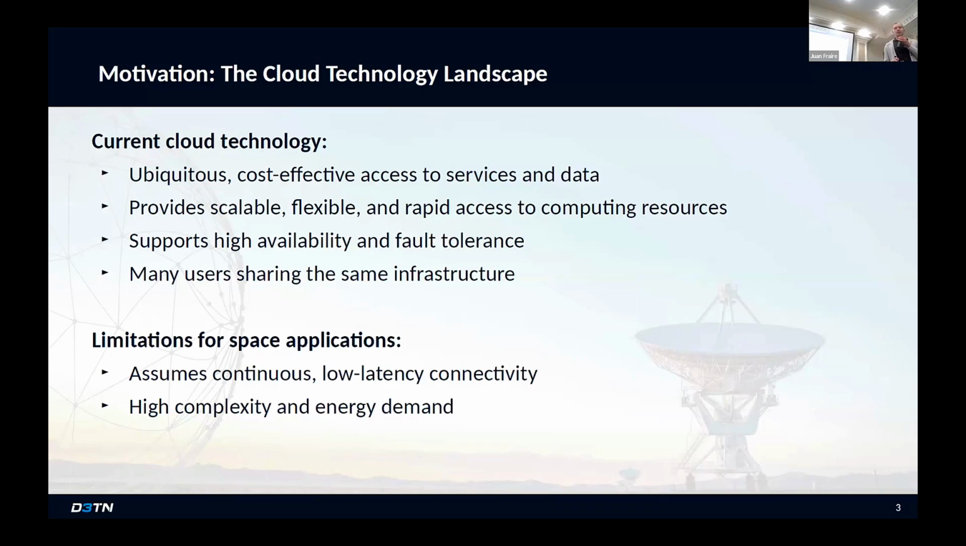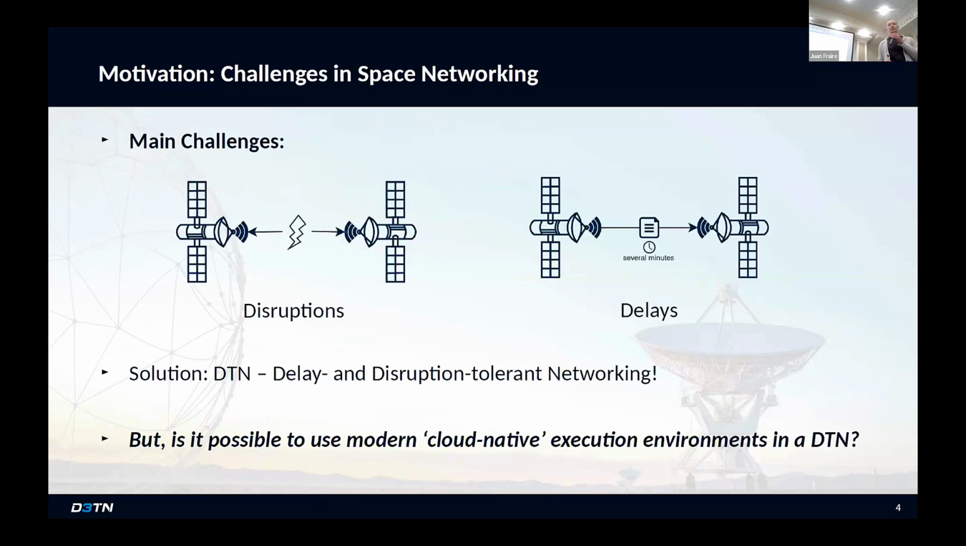As I said, we would like to mostly focus on the first point. Continuous low latency connectivity is not given. We have the challenges, we have disruptions, we have delays. As we are at STINT, we know the solution is delay and disruption tolerant networking. But the question that we are asking ourselves is: is it possible to somehow make use also of some of the modern cloud native execution environments in such a context, in such a D3TN environment?